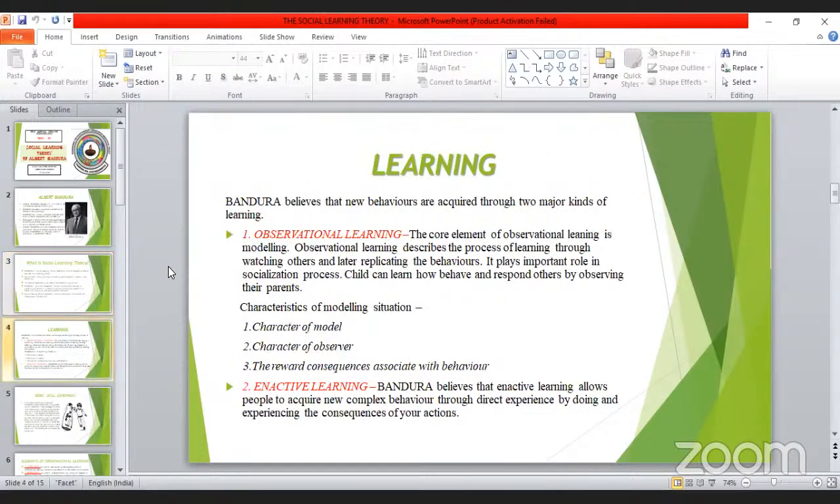Coming to the next slide, Bandura believes that new behavior can be learned through two major kinds of learning. First is observational learning, right? Here the model is the main thing. We select a model and observe how the model behaves in a particular situation. If the model gets any kind of reward or positive comment, then the person observing will be reinforced and motivated: I will perform the behavior when a certain situation arises in my life, or in my everyday life.